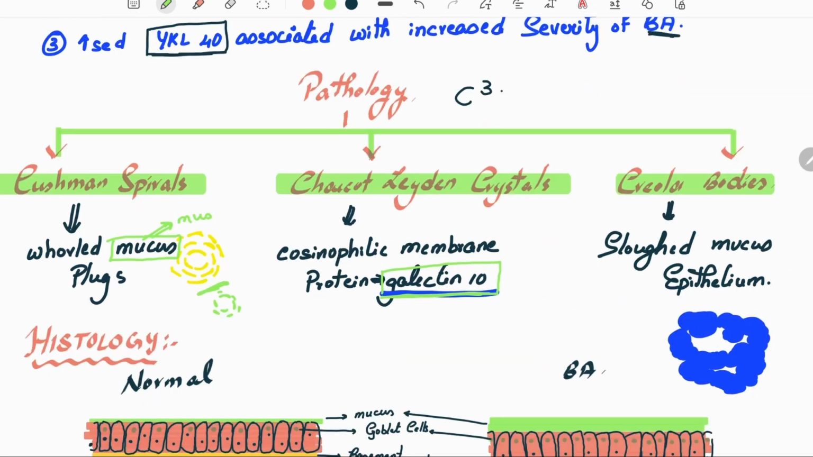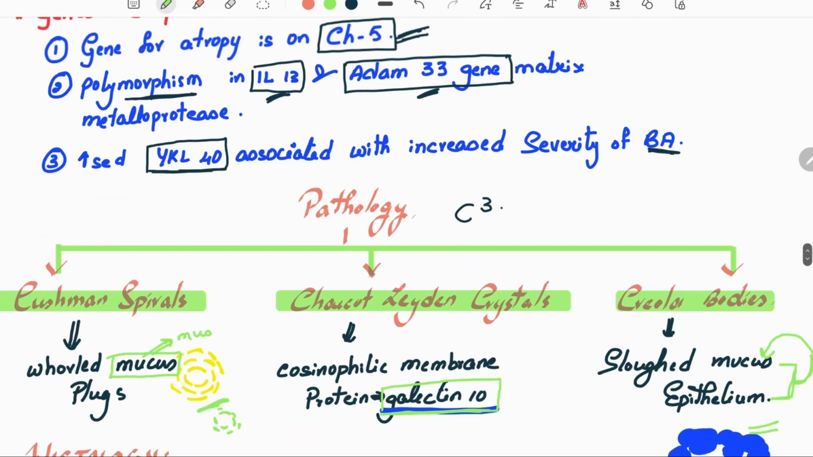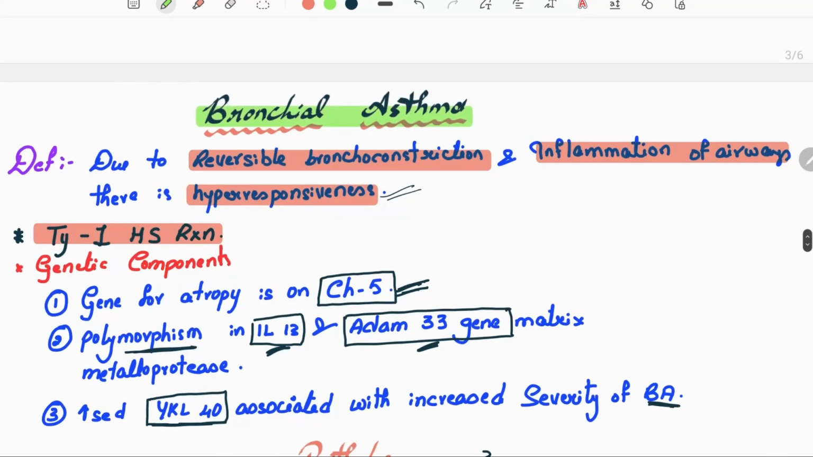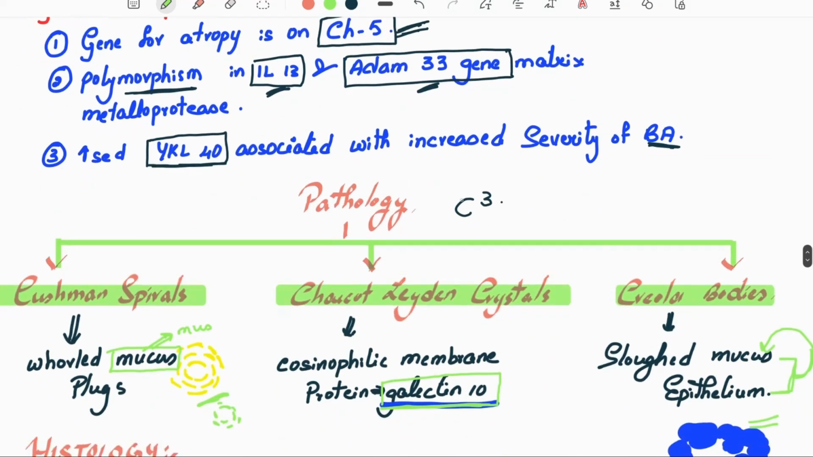And the next one is Creola bodies. These Creola bodies are nothing but sloughed mucous epithelium. The epithelium is filled with mucus. This is the appearance of Creola bodies. So please do remember this. In the pathology of bronchial asthma, you will observe 3 C's.